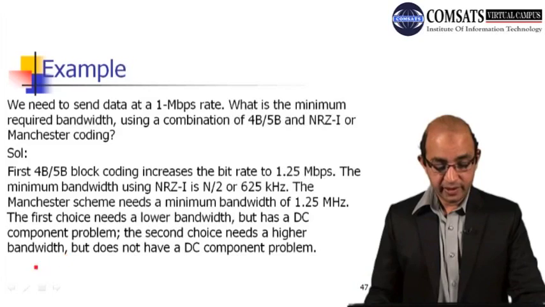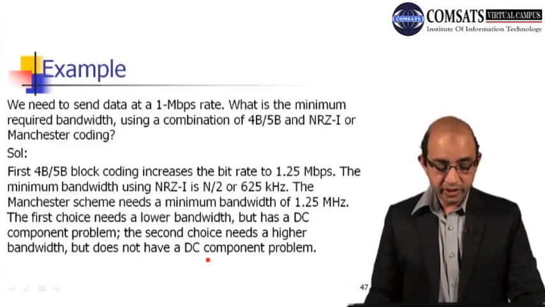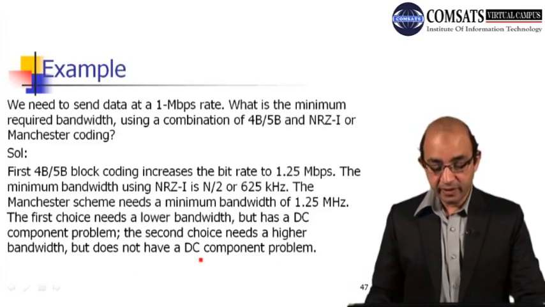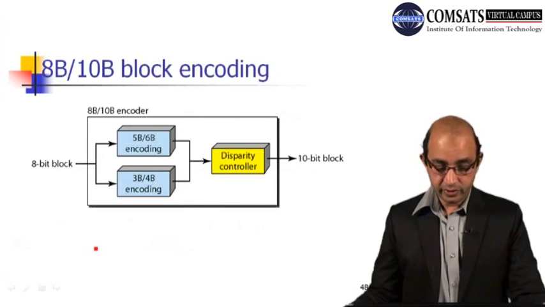This first choice, right, that is NRZ-I. Second choice needs a higher bandwidth, does not have a DC component. So there is a trade-off all the time, right? Here we have no DC component, but we need more bandwidth. And here we have a DC component problem. So there is a trade-off all the way.